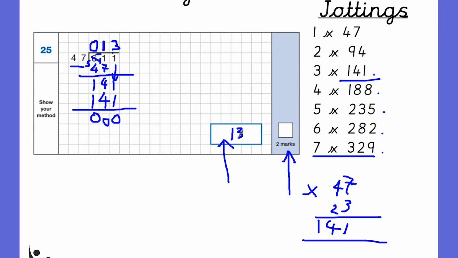I will say that most long division questions on the SATs papers end with no remainder. So you can see here that there's no remainder.